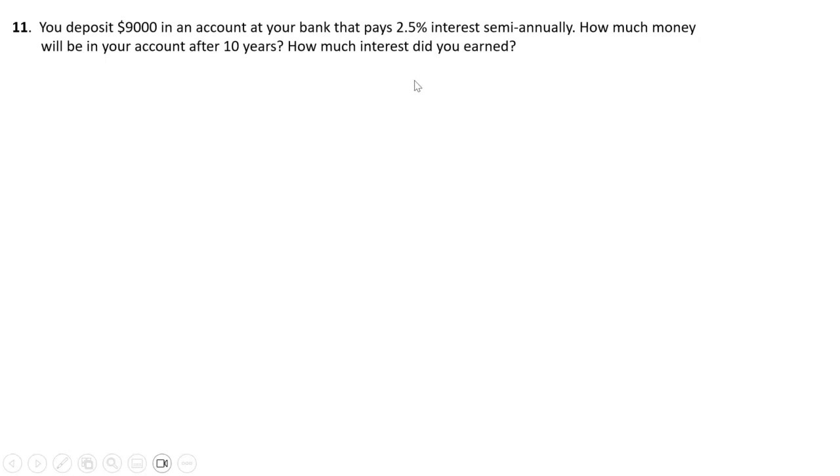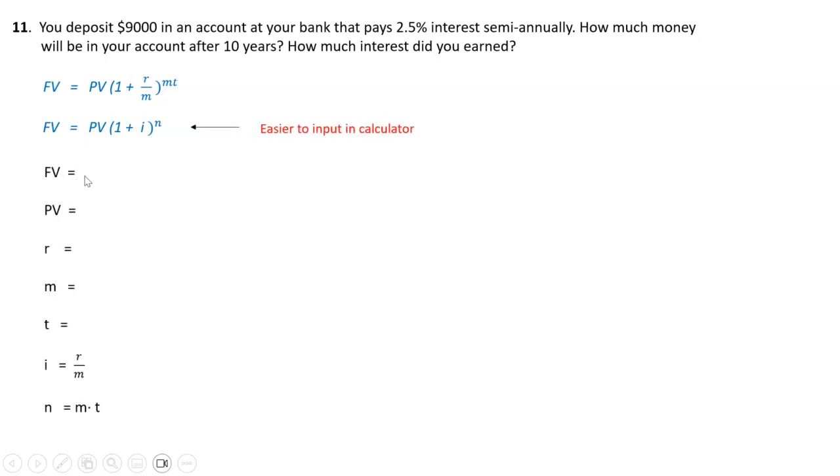But most of the times, the word compound will be in the problem. But in this case, it is not. But this is the formula for the compound interest problem, guys. But it's easier to use the second one, because my R over M is my I, and my M times T will be my N. Right? Easier to input in the calculator. So here we have to find 7 things, right?